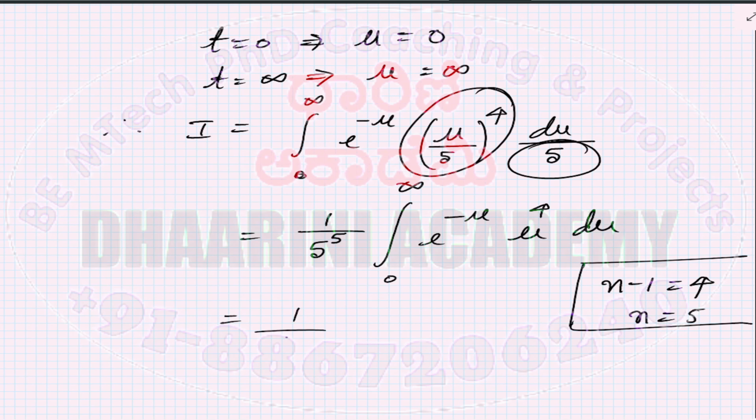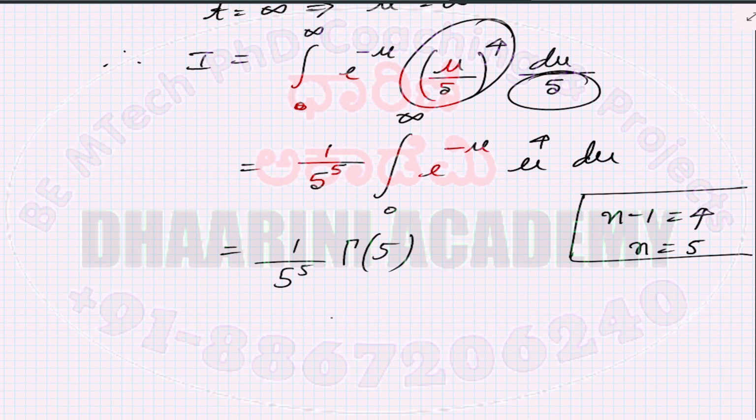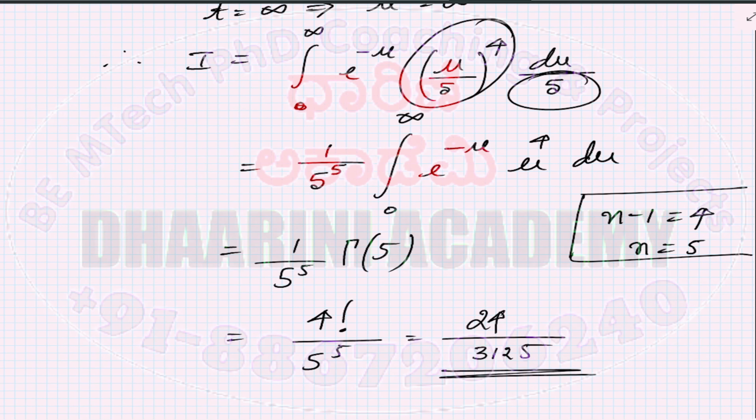So whatever is inside the integral is a gamma function. So this is 1 by 5 to the 5 into gamma of 5. Gamma 5 is what? 4 factorial. So this whole thing becomes 4 factorial divided by 5 to the power 5. So when you simplify, 4 factorial is 24, 5 to the 5 is 3125. So 24 by 3125 is the required answer.